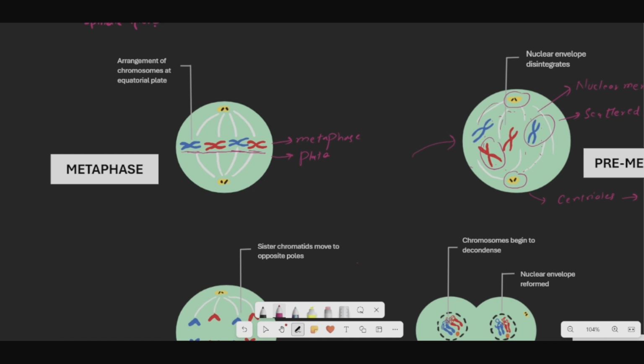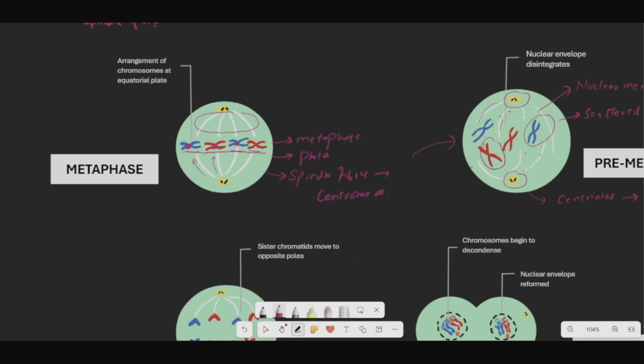Now the spindle fibers which were scattered in the pre-metaphase stage become more aligned and start moving towards these chromosomes. There is a protein present in the center region of the chromosome, called the centromere, and these spindle fibers are going to attach to that part of the chromosome. So the spindle fibers start attaching to the centromere.